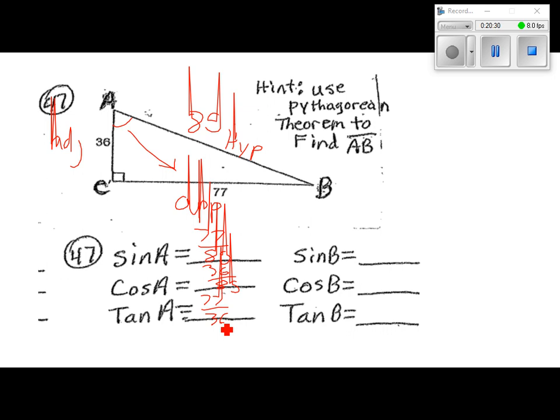Let's do the same thing real quick for angle B. What's gonna change when you get to angle B? The opposite and the adjacent change spots, right? So now the 77 is the adjacent leg, the 36 is the opposite leg. So what's the sine gonna be? 36 over 85. What's the cosine gonna be? 77 over 85. What's the tangent gonna be? 36 over 77.